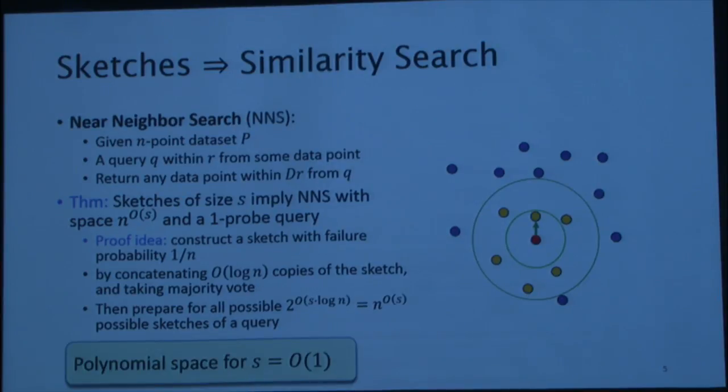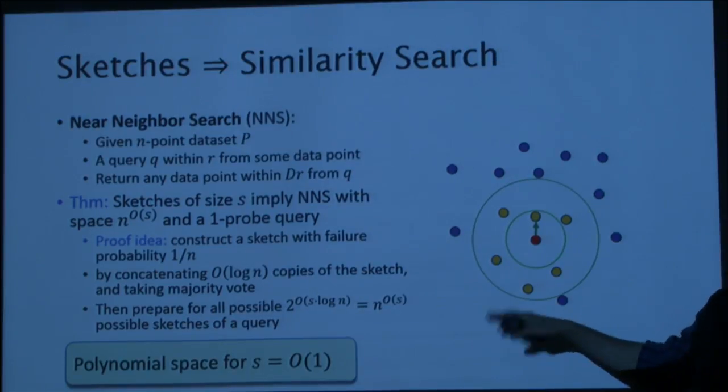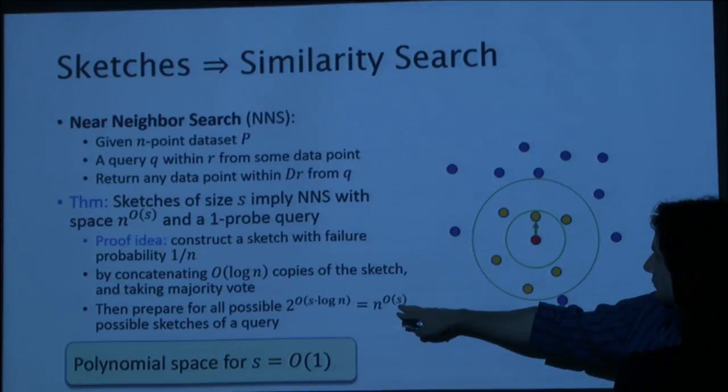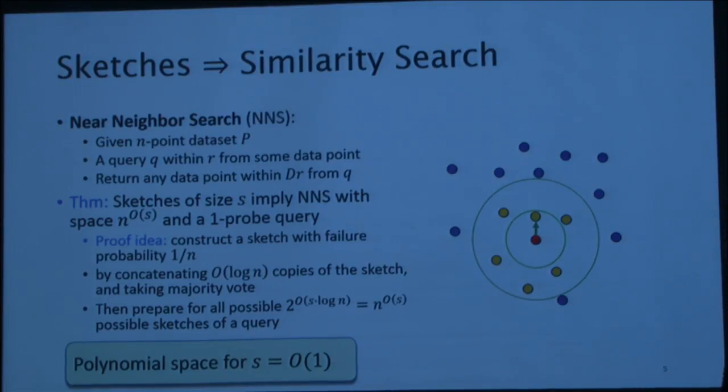In particular, and this is one of the motivating regimes for this talk, if we get s to be a constant, if we can sketch x and y into a constant number of bits, then we obtain polynomial space and just a one cell probe problem.